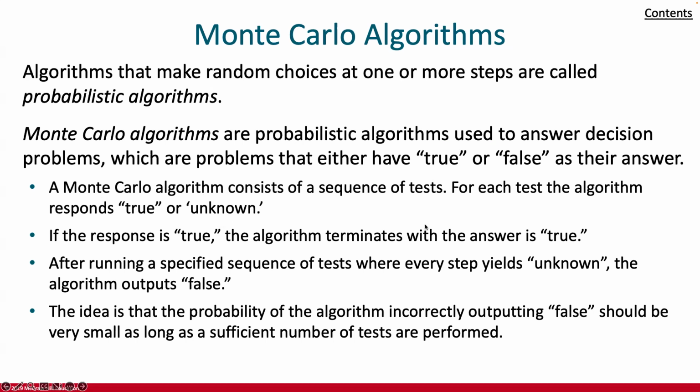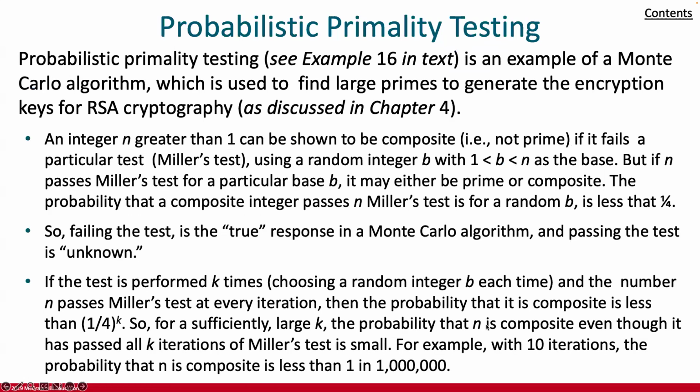If the response is true, the algorithm terminates with the answer true. After running a specified sequence of tests where every step yields unknown, the algorithm outputs false. The idea is that the probability of an algorithm incorrectly outputting false should be very small as long as a sufficient number of tests are performed. So you come up with a design, a scenario, and you're trying to kick the tires and see if it consistently always gives the correct result or not. So you can see how that would be useful for algorithms.